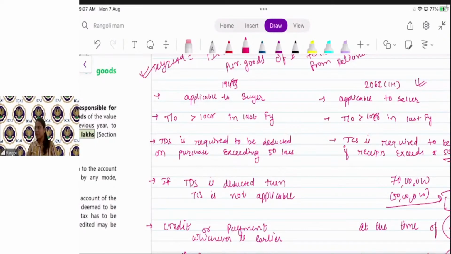Everyone clear with the concept of 194Q? 194Q is from the buyer's perspective. 206C(1H) is from the seller's perspective. Everyone clear? 194Q requires TDS at the time of payment or credit, whichever is earlier. 206C(1H) requires collecting TCS at the time of receipt. Everyone clear with this, yes or no?